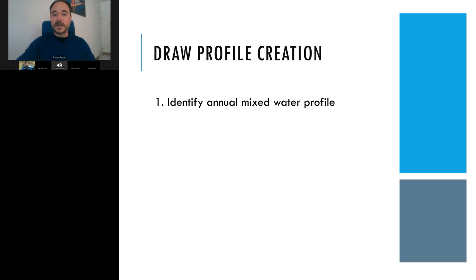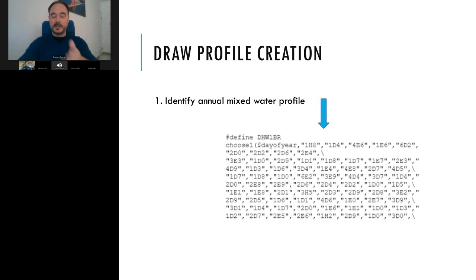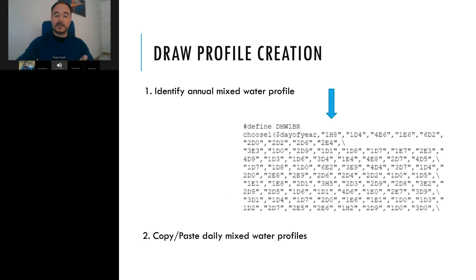First, how do we create a full annual draw profile? First, we identify the annual mixed water profile, and that comes out of the data set, right? Here's that same example from a few slides ago where it's just DHW1BR, and here is the list of the different daily draw profiles that you combine to create the annual draw profile. So then the next step is to copy paste the daily mixed water profiles in that order, and we can create our annual mixed water draw profile.